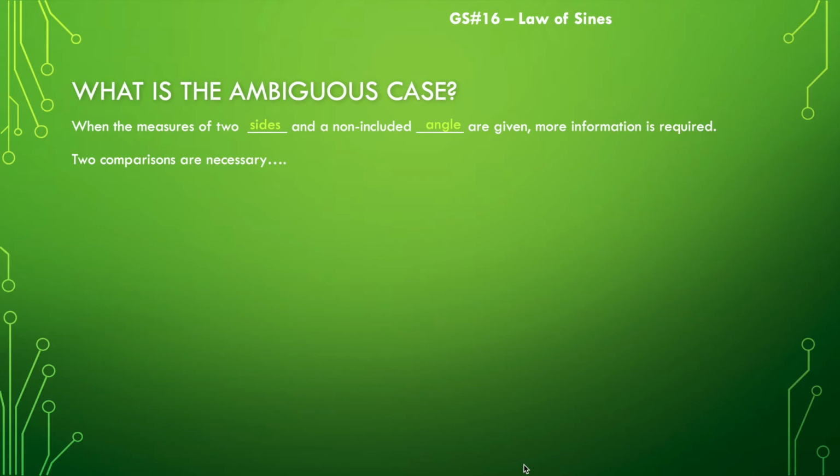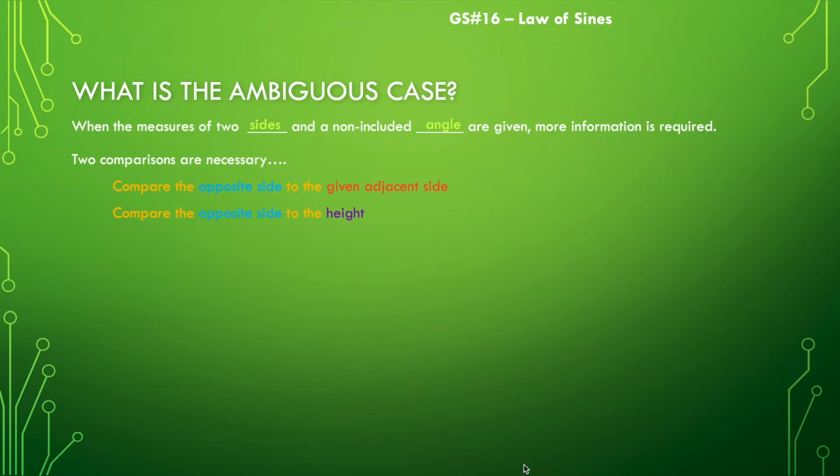So if you're given two sides and an angle, then one of the sides that you're going to be given will be opposite to the angle because it's not included. And then one of the sides that you're given will be adjacent to the given angle. So we're going to compare, from the angle, the opposite side to the given adjacent side. And we're also going to compare, from that given angle, the opposite side to the height of the triangle.